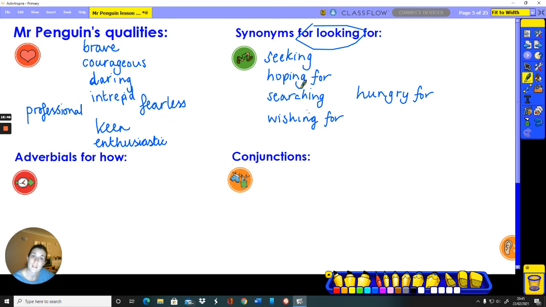Okay, so I've added some words now. I've got seeking, as I said to you. I've got hoping for, searching, wishing for. Wishing and hoping, they don't always mean looking for, but it gives us that sense that he's really looking forward to, you know, being keen and enthusiastic for a fantastic adventure to go on. Hungry for. I know it doesn't really look like looking for, doesn't really link to seeking, but if you're hungry for adventure or you really want to do something, you might be hungry for that mystery to solve if you were Mr.